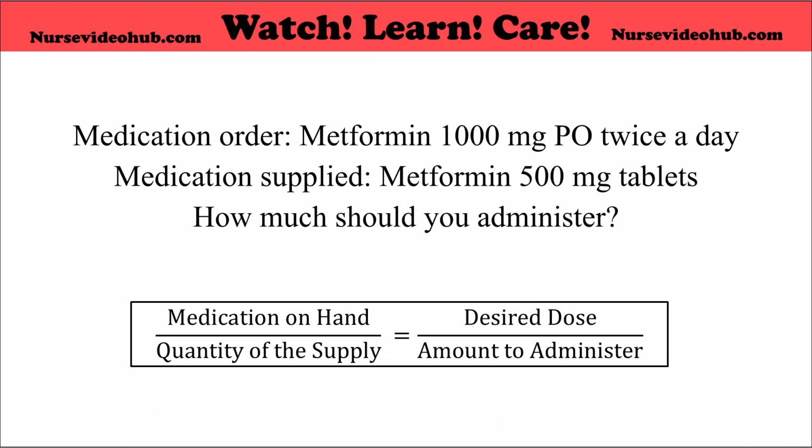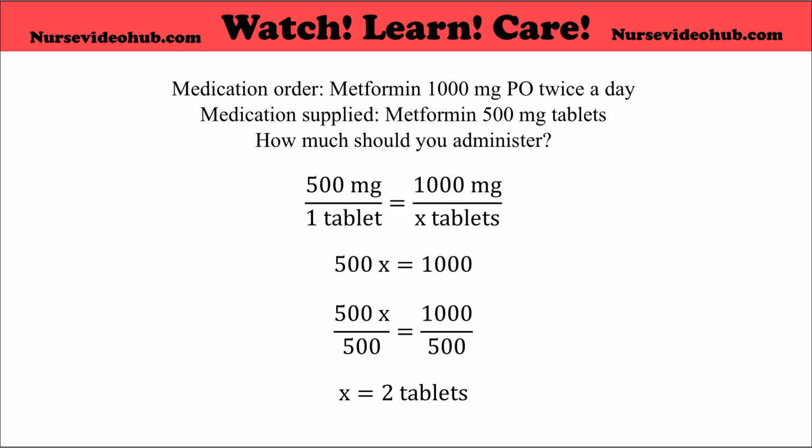Let's complete another calculation. The medication order is metformin 1,000 milligrams PO twice a day. The medication supplied is metformin 500 milligram tablets. How much should you administer? Set up your proportion. The first ratio is the medication supplied, 500 milligrams per 1 tablet. The second ratio is the desired dose, 1,000 milligrams per X tablet.